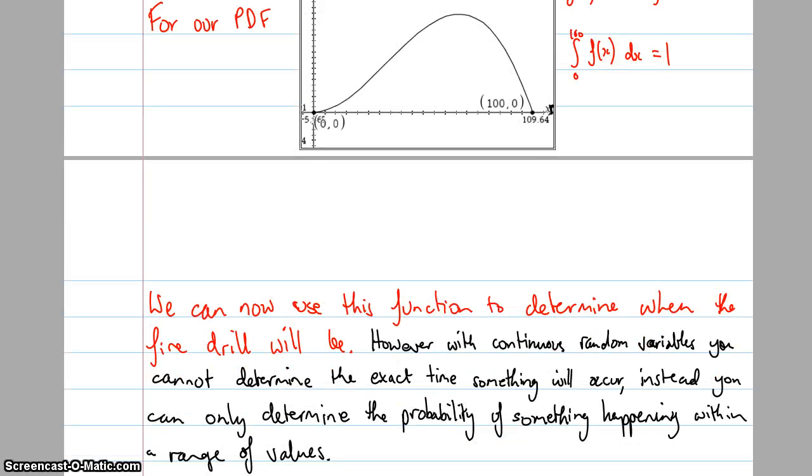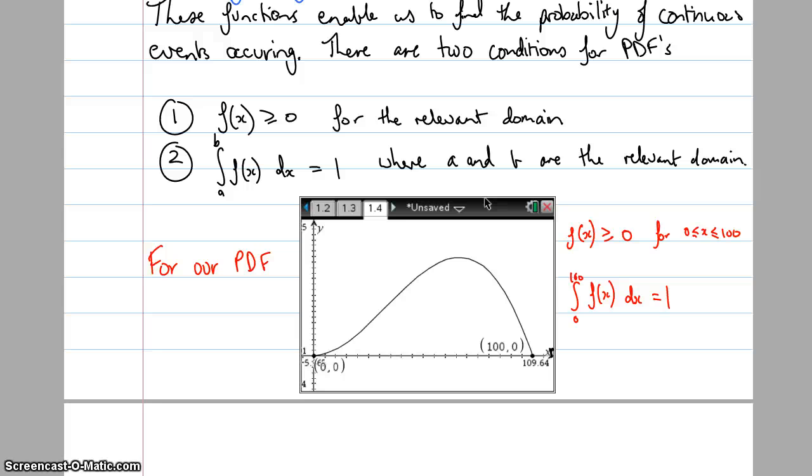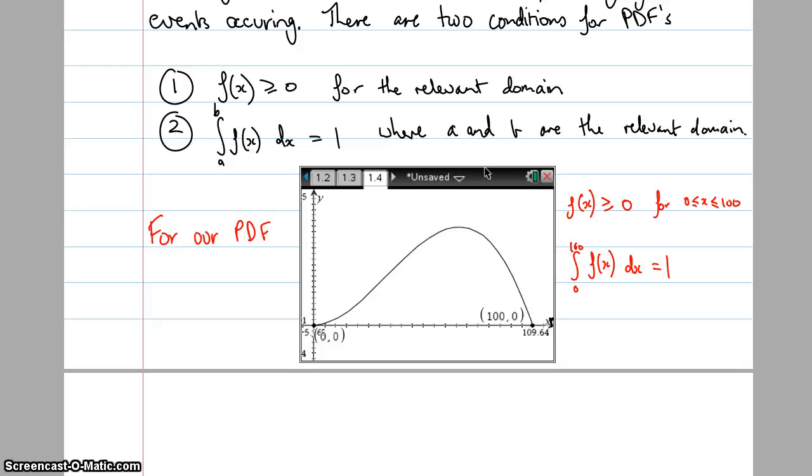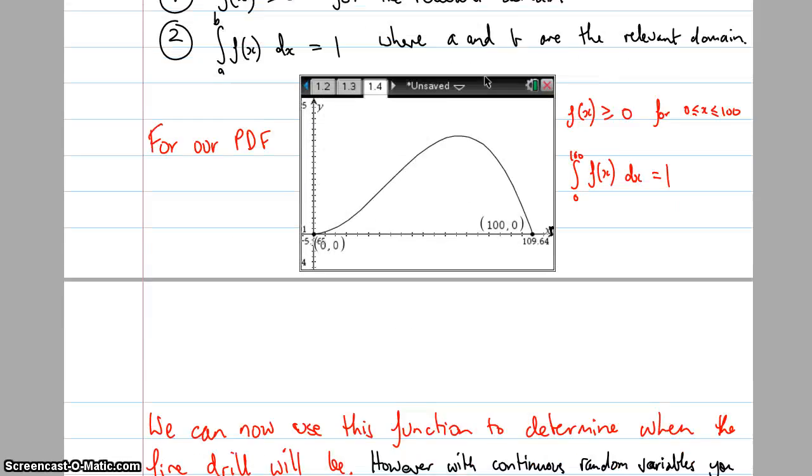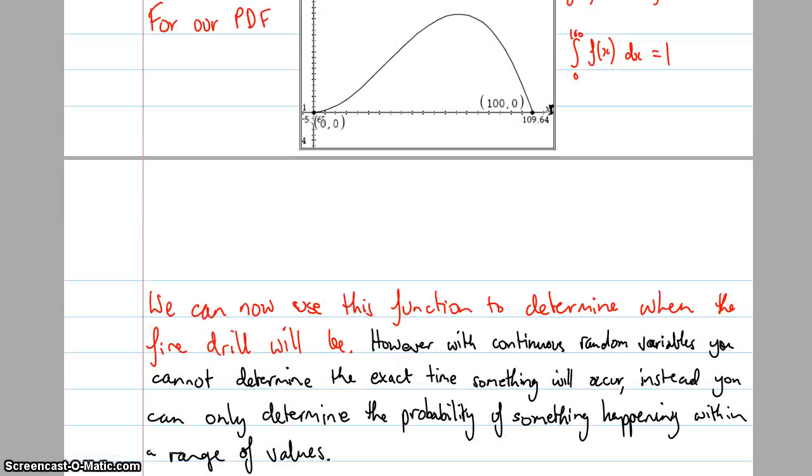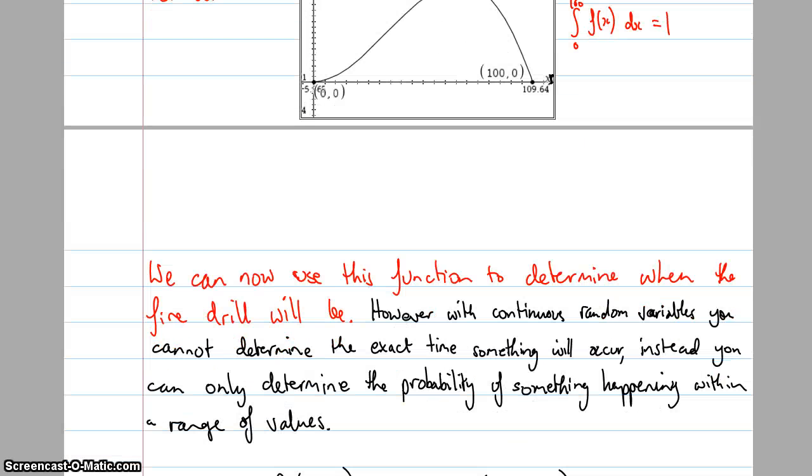So now we've got this function. We know that the conditions are met for PDFs, so that it's all above the x-axis, and the area between the two boundaries is equal to 1. We can now use this function to determine when the fire drill will actually be. However, with continuous random variables, you can't determine the exact time something will occur. Instead, you can only determine the probability of something happening within a range of values. This is due to the fact that you can't actually pinpoint a particular time.